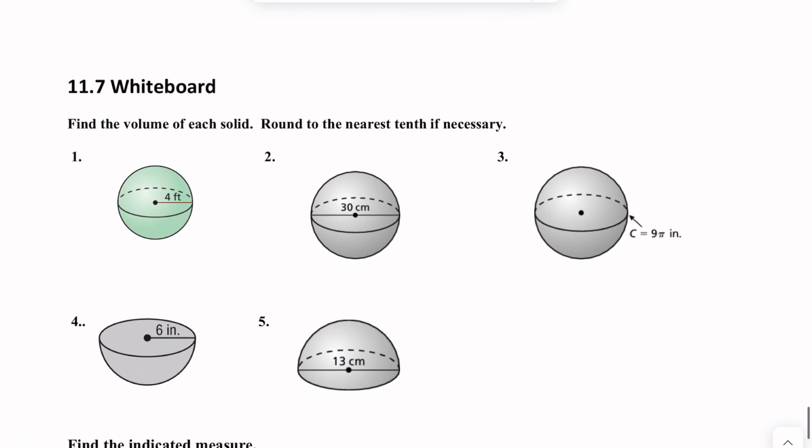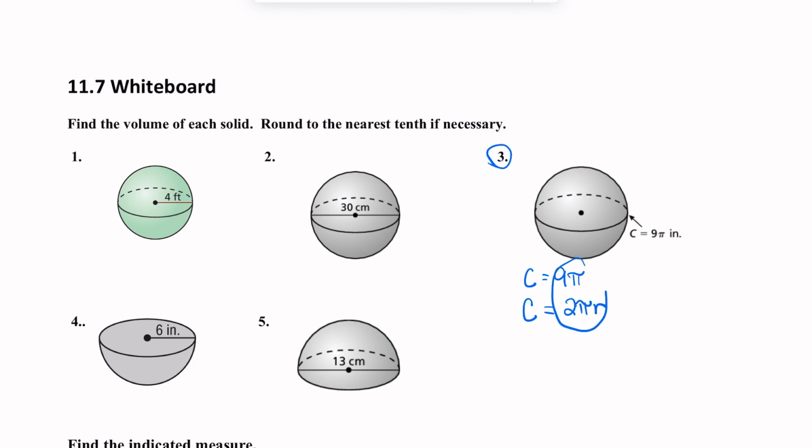Let's try another one. You'll need to add this to your notes because this is not in your notes. What if we are given the circumference? Let's do number 3. What if we're given the circumference first? And the circumference is 9 pi. Well, what information do we need in order to find the volume? We need the radius. Can we find the radius from the circumference? Absolutely, because we also know that the circumference equals 2 pi times the radius.